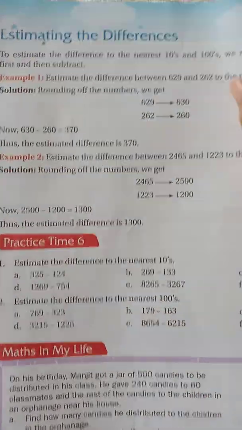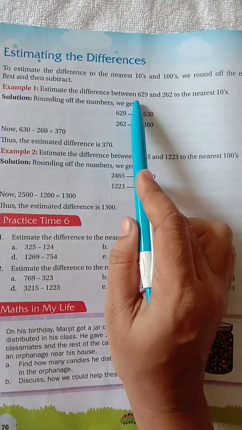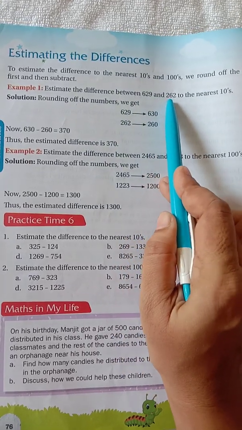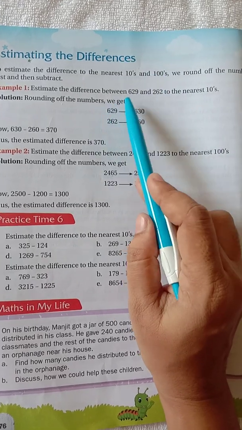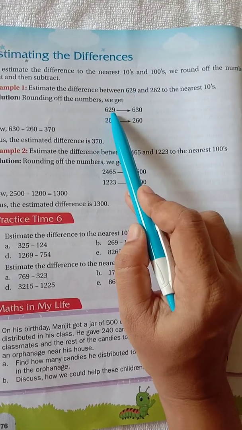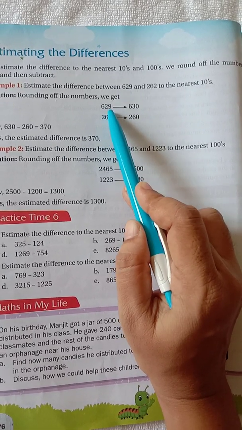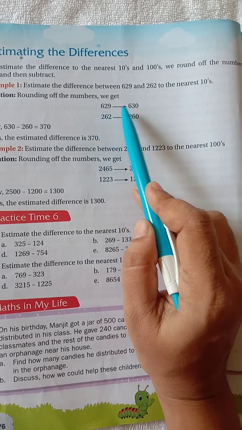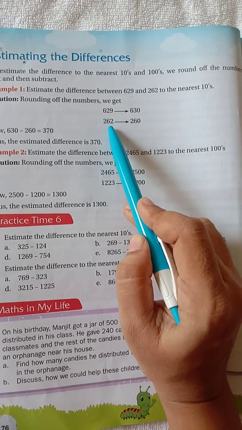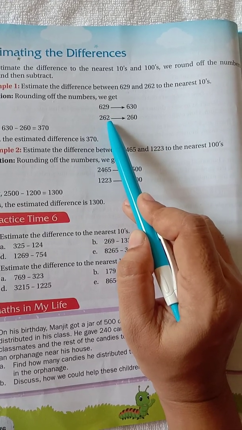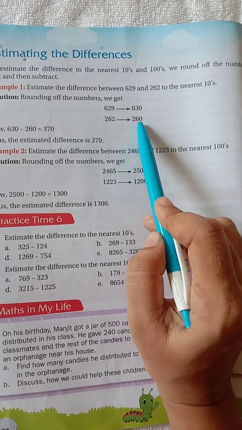So let us see the questions. Here one example is given. See, estimate the difference between 629 and 262 to the nearest 10s. 10s means we have to look the value of ones place. Ones place 629, 9 is more than 5. So rounding of number will be 630, after 629, 630. Next is 262. On ones place 2 is there, that is, it is less than 4. So we will take the rounding of tens place, that is 260.